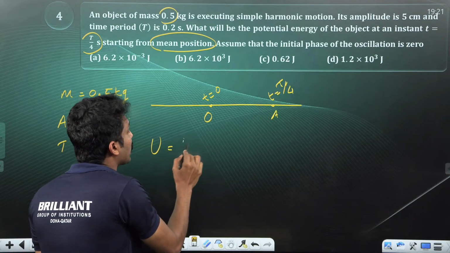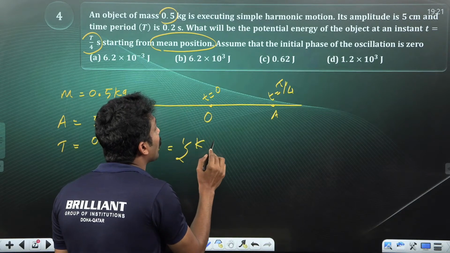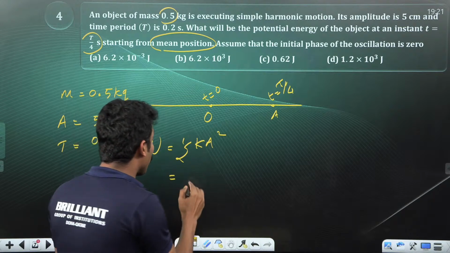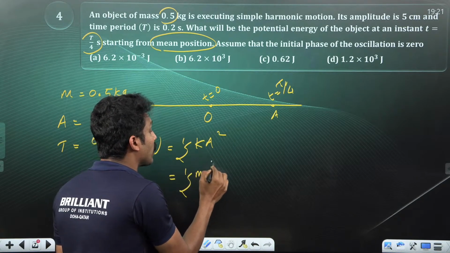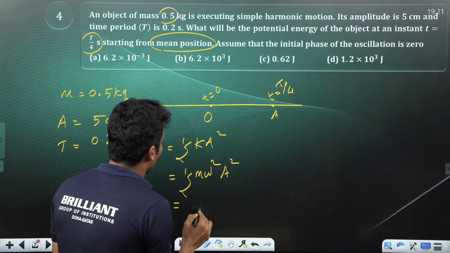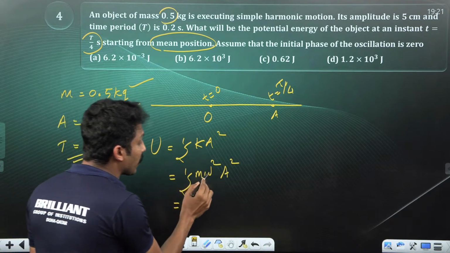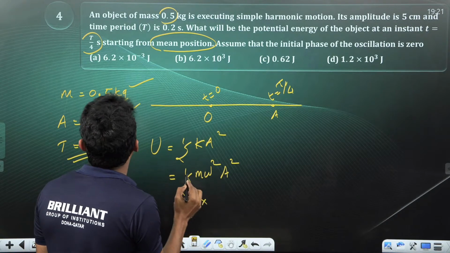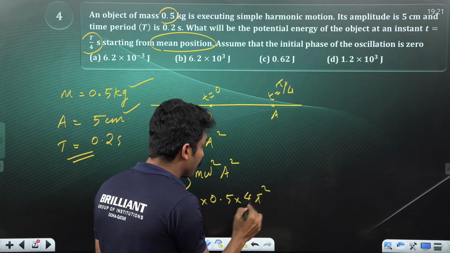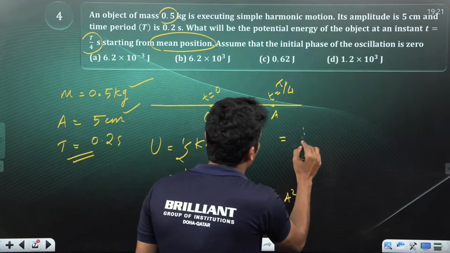You know, the potential energy formula is half k into x square. It is half k into, what is this? The x value is the amplitude value, isn't it? Half k into a square. And we know k is m omega square, so it is half m omega square into a square. Now, are the values given here or not? Mass is given, amplitude is given, and time period is given, from which we get the omega value. So 1 by 2 into mass 0.5, then omega square is 4 pi square by T square, into a square, isn't it? Now 1 by 2 into 1 by 2 is 1 by 4.